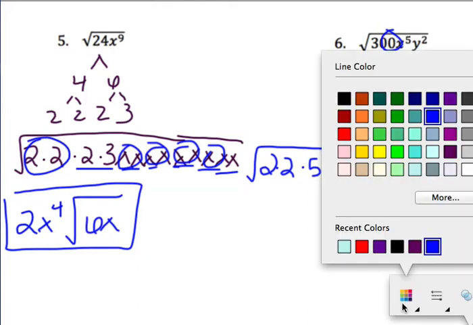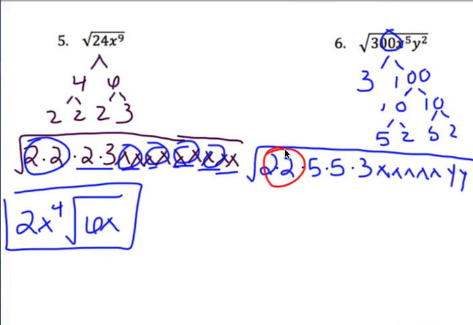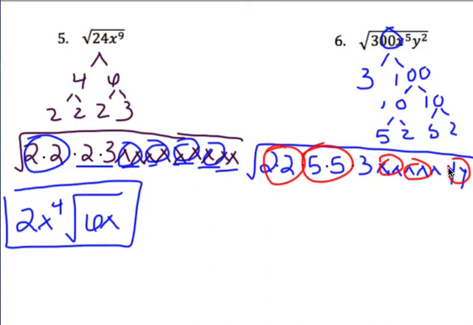So now I need to find my pairs. So I have 1 pair of 2's, 1 pair of 5's, 2 pairs of x's, and 1 pair of y. So anything with a pair I can write outside of the radical. So this pair of 2's is going to come out, and I'm just going to write 2. I'm going to take the pair of 5's out, and I'm just going to write 5. And then 2 pairs of x's means x squared, and then I have a y.